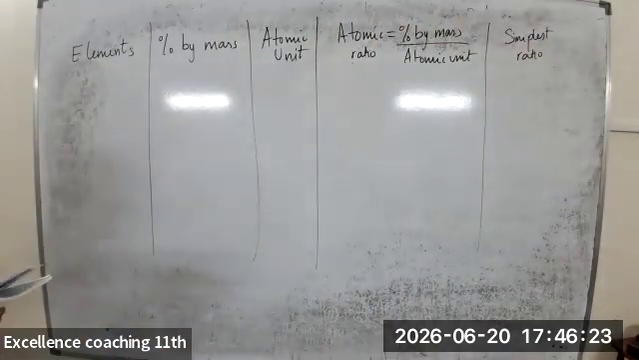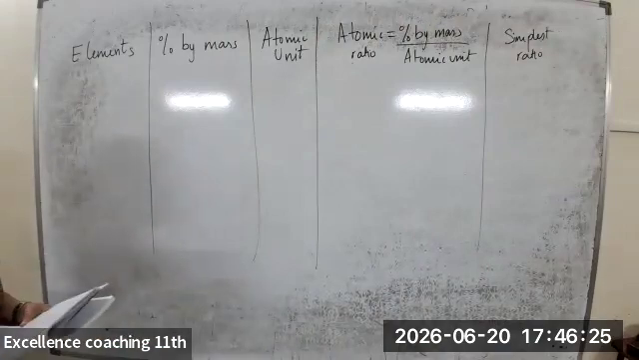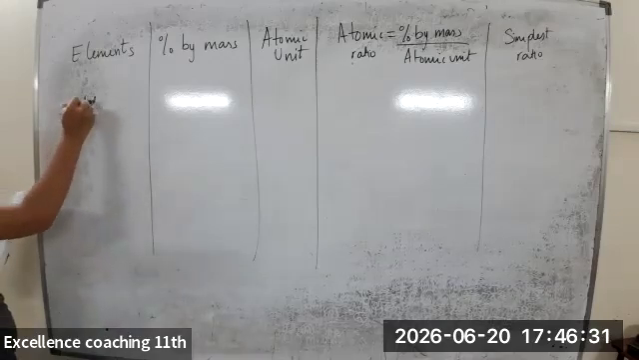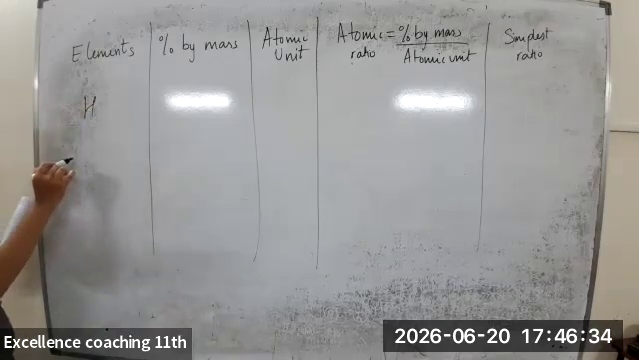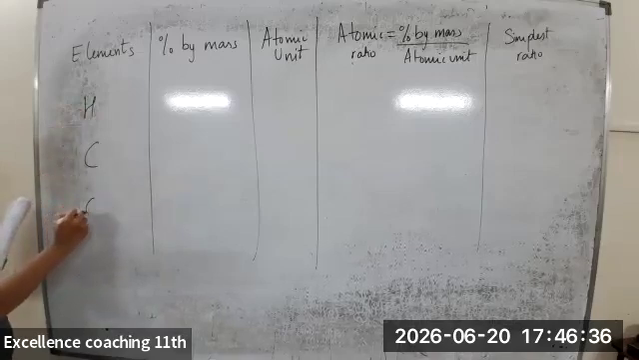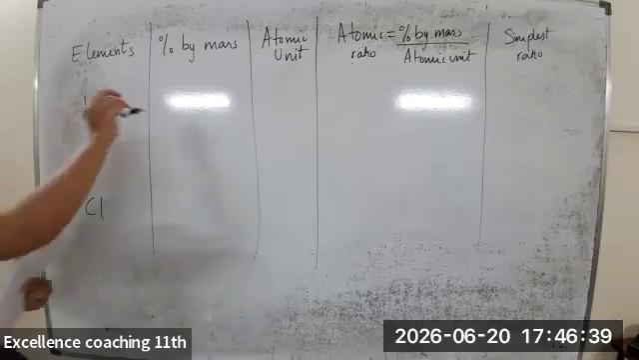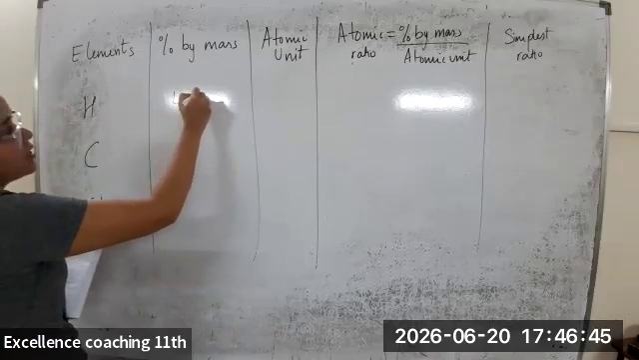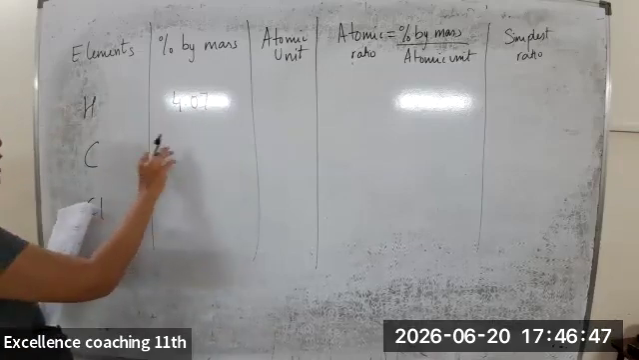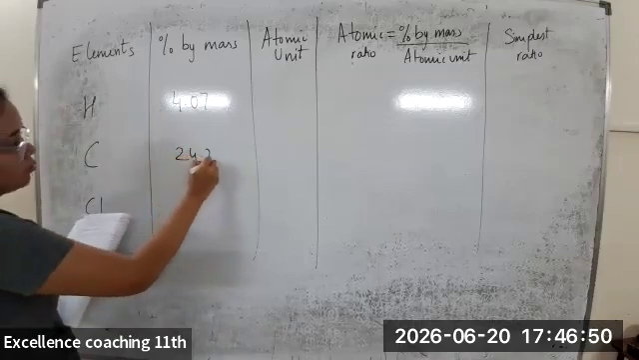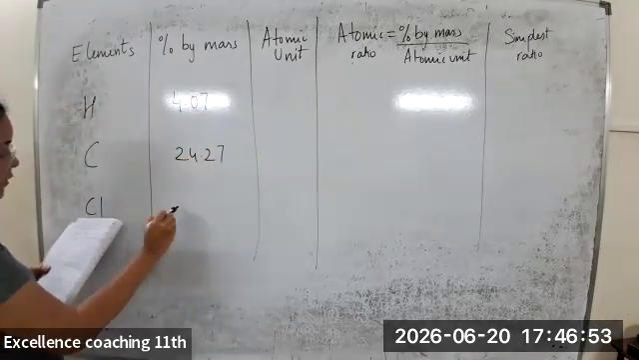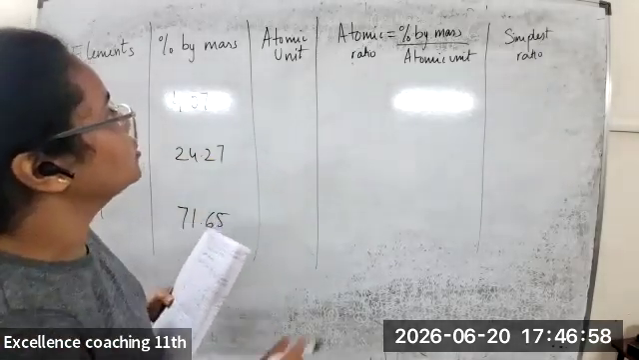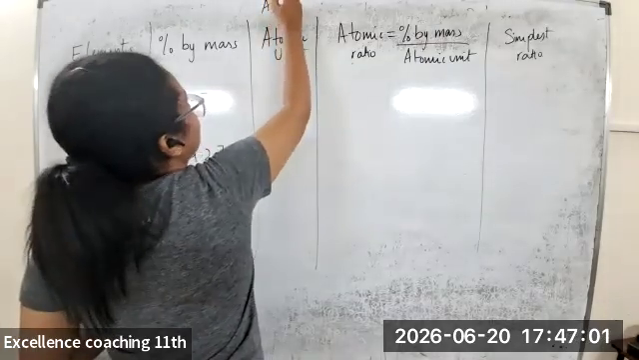So far 5 columns. Okay. So here in the question, which elements are we given? We are given hydrogen, then carbon, then chlorine. What percentage of these elements are given? 4.07% of hydrogen. Carbon is 24.27 and chlorine will be 71.65. Okay. Atomic unit is nothing but atomic mass.